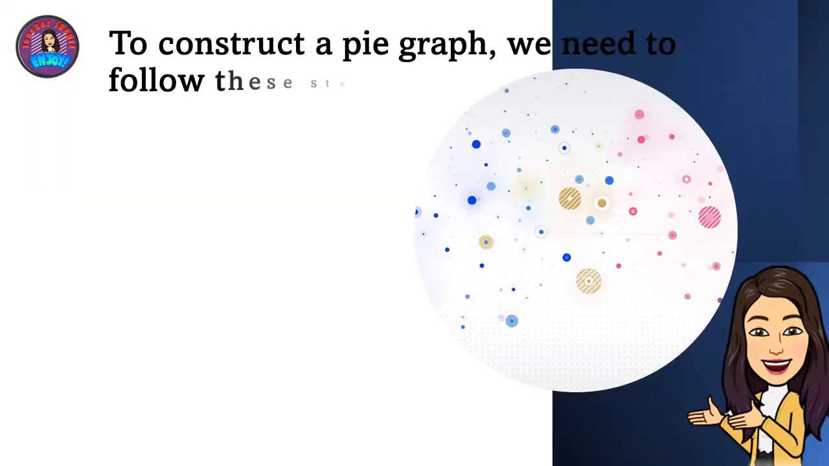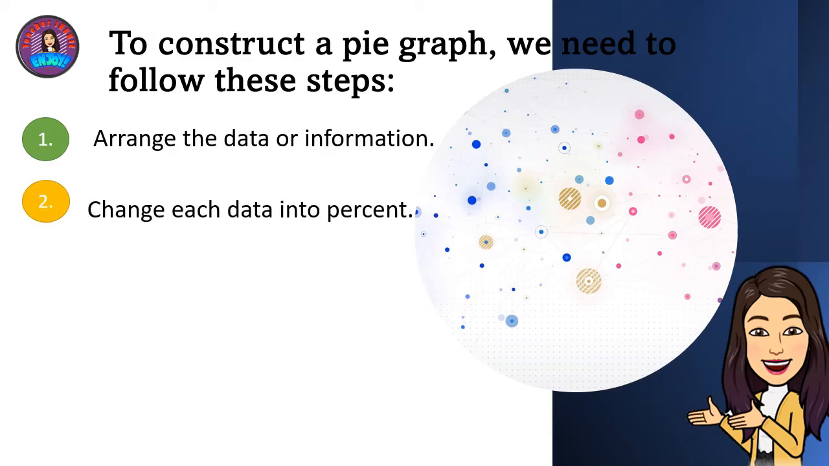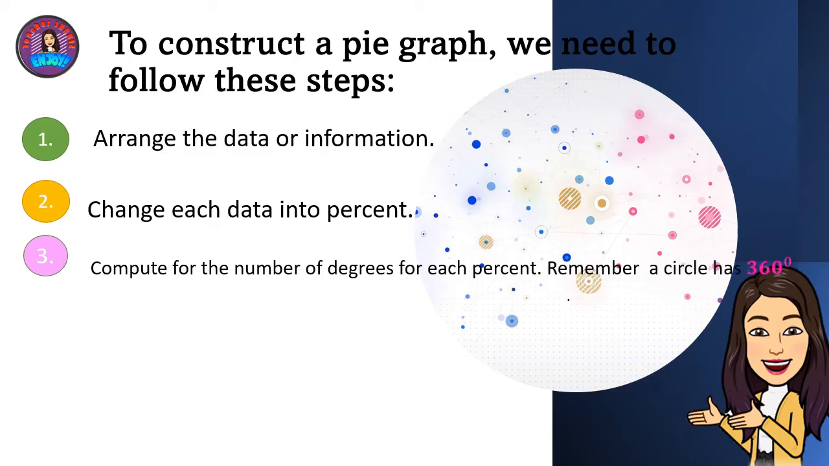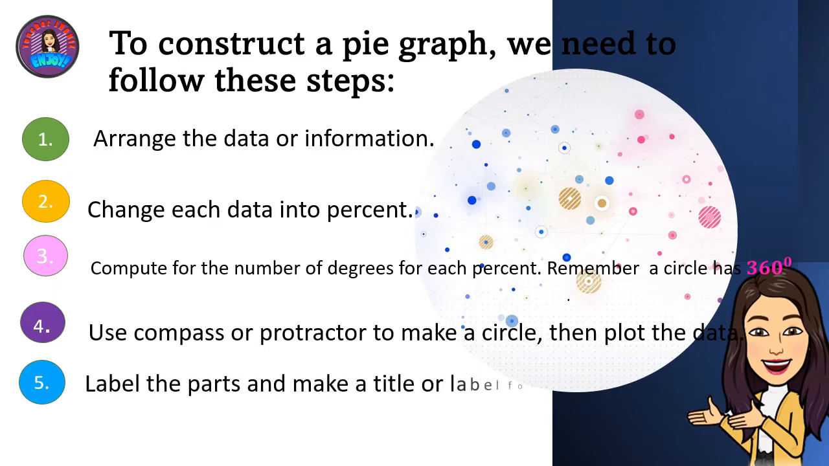To construct a pie graph, we need to follow these steps. Step 1. Arrange the data or information. Step 2. Change each data into percent. Step 3. Compute for the number of degrees for each percent. Remember, a circle has 360 degrees. Step 4. Use compass or protractor to make a circle, then plot the data. Step 5. Label the parts and make a title or label for the pie graph.